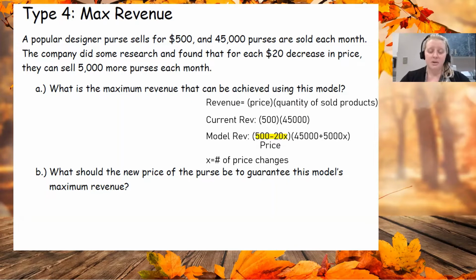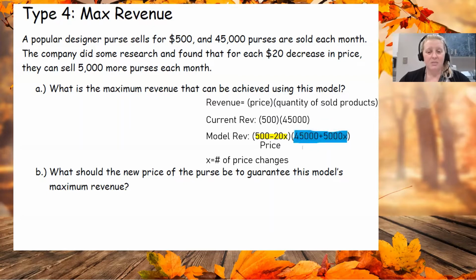I would also circle the 500 minus 20x formula, and I would label it as the price formula. That will help us in problem B. So I'm just being a little bit proactive here, but we want to remember this is the formula that tells me what I'm selling my purse for. So we got those steps down.